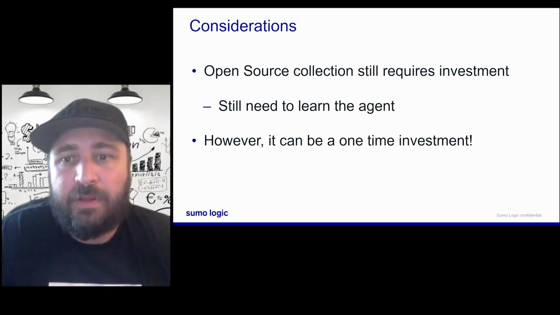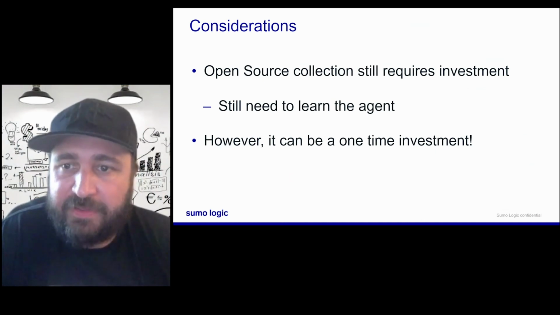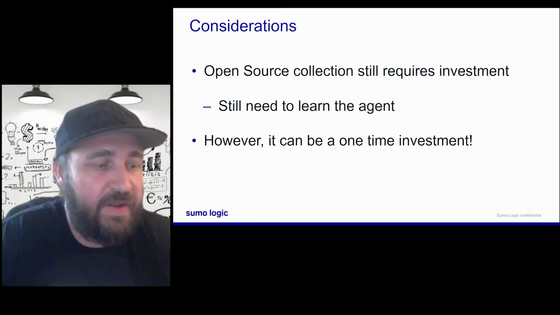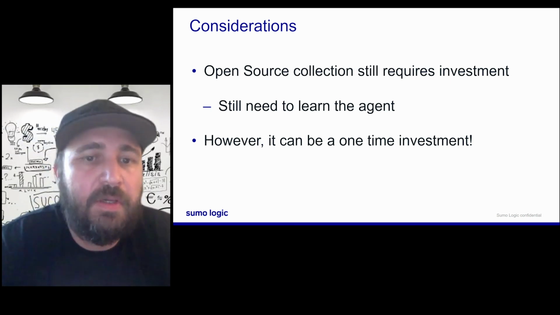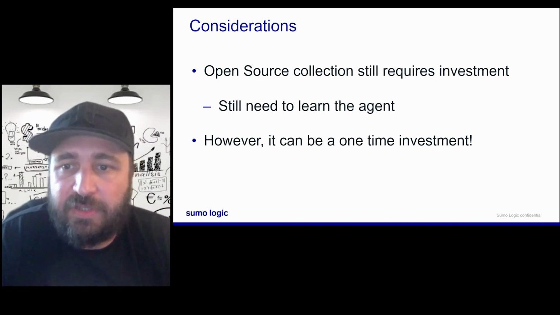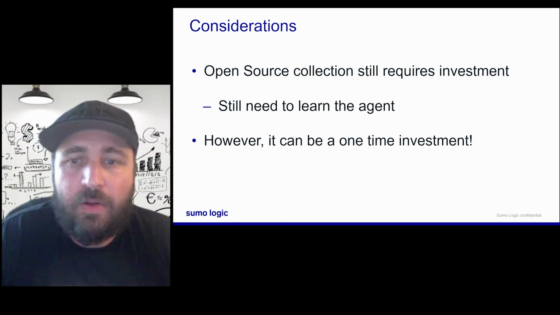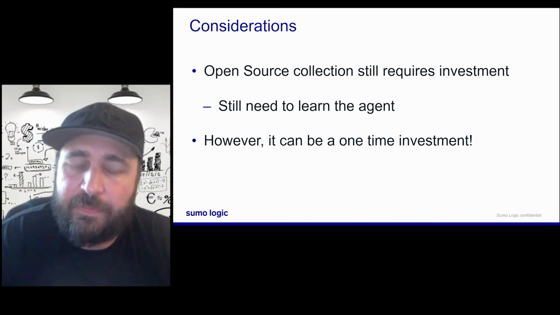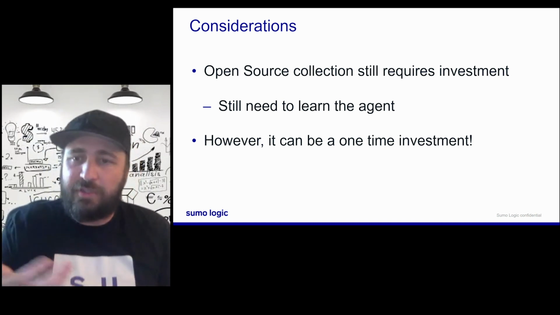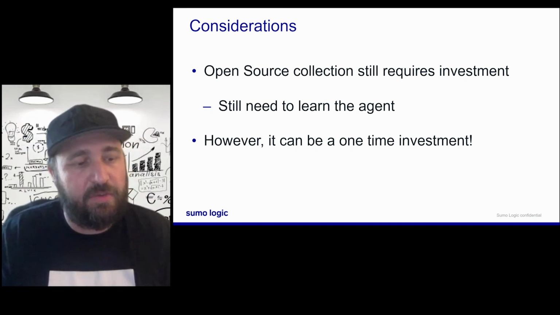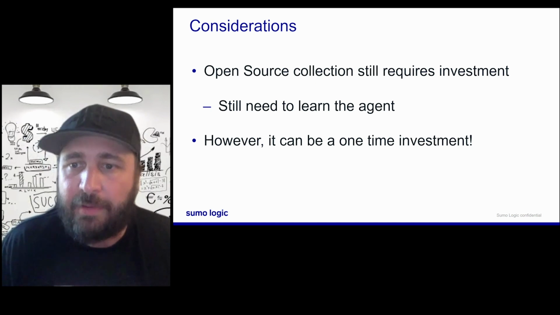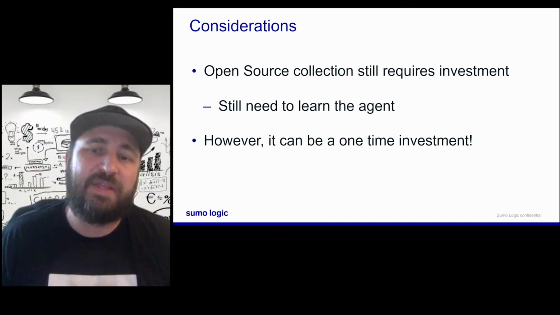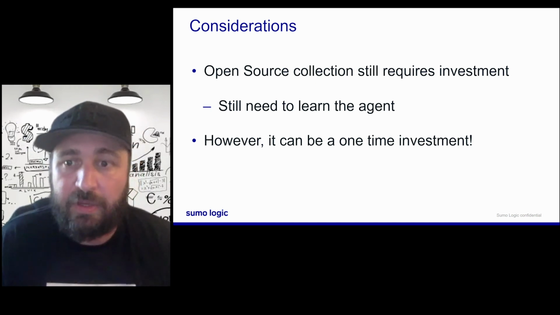Now, open source, I've talked a lot about the benefits of open source. I've talked a lot about the benefits of how you can use it and some examples of how we use it today, even at Sumo. But I think there's a couple of considerations. And the one consideration that I think is really important is that open source still requires an investment. You still have an agent that you need to go learn. You still have an agent or a framework that you need to go deploy. And there's investment in that. It's not all for nothing. But the benefit is that that can truly be a one-time investment.